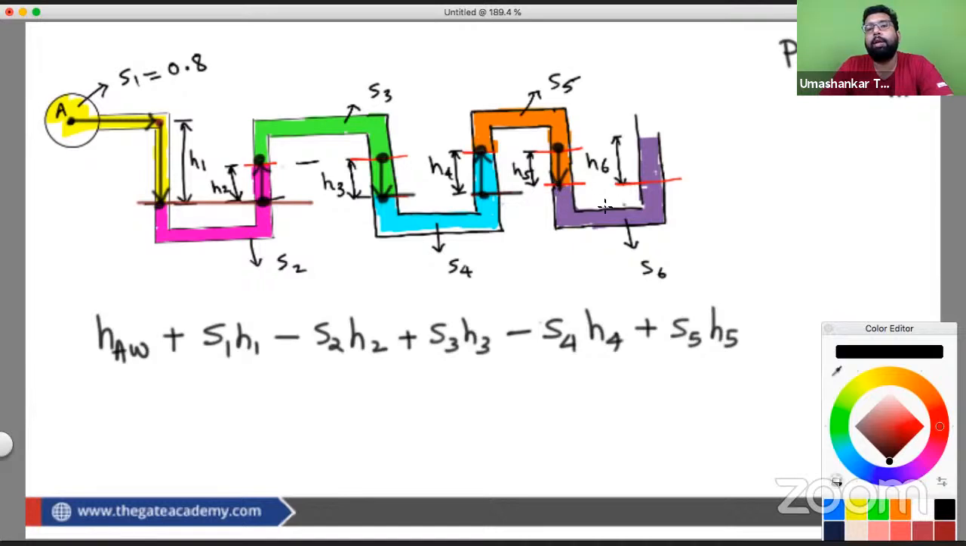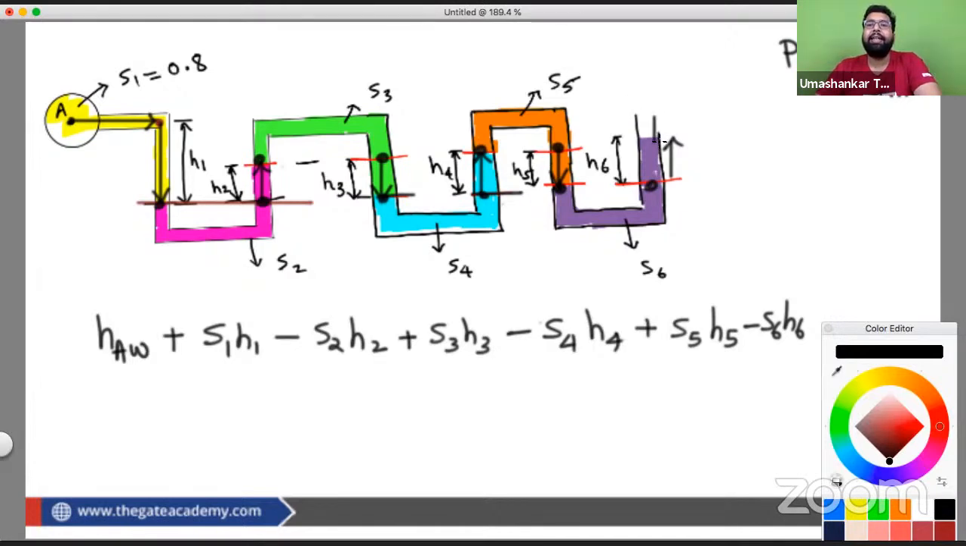Now from this point to this point, there is nothing to be written. And now from this point, we are moving upward, so this is S6. Now please tell me, guys, how I have written this equation. Is it clear to you guys or not? Please answer me up to this part.